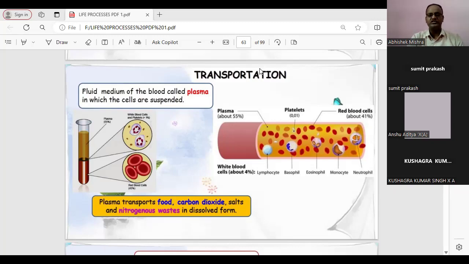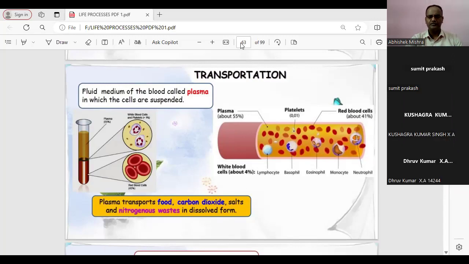Okay. Which is the main fluid connective tissue of our body? Anyone? Fluid connective tissue of our body? Okay, Sumit, blood. Okay, blood, fine. So blood is a fluid connective tissue of our body.